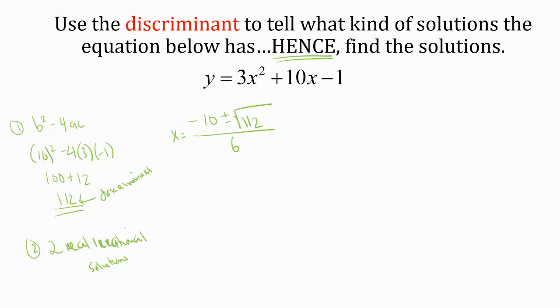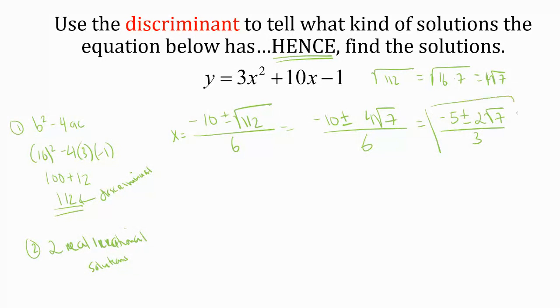Yes, right? So let's see, 112, what's the largest perfect square that goes into 112? 16, right? 16 and 7. So the square root of 112 equals the square root of 16 times 7, which is going to be 4 root 7. So you've got negative 10 plus or minus 4 root 7 all over 6, which means that you've got negative 5 plus or minus 2 root 7 all over 3 would be my solutions.